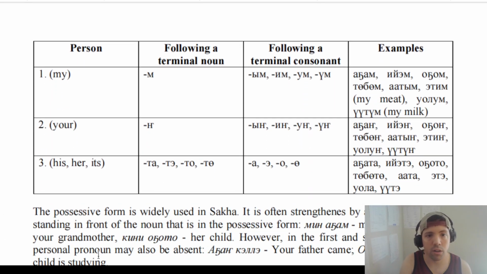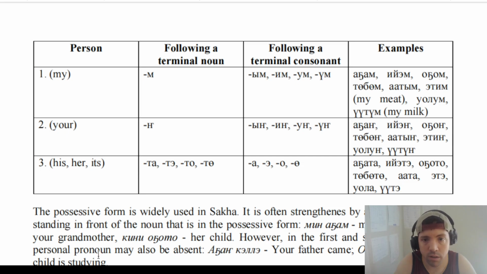On the table, you can see all the endings. If a noun ends in a vowel, to say "my" plus that noun, you will add an M after it. If it ends in a consonant, you will add im, or depending on the vowel that is in the noun. So we have agam, my father, iem, my mother, ogam, my child, tubum, my head, atam, my name, etim, my meat, walum, my boy or my son, utum, my milk.